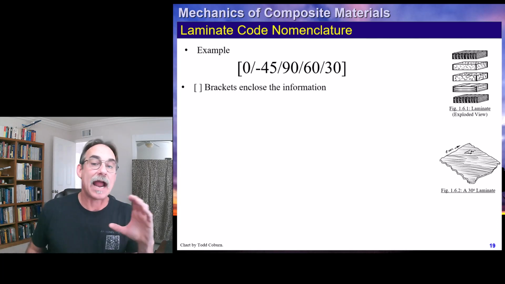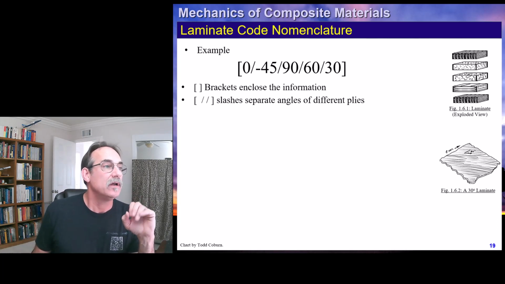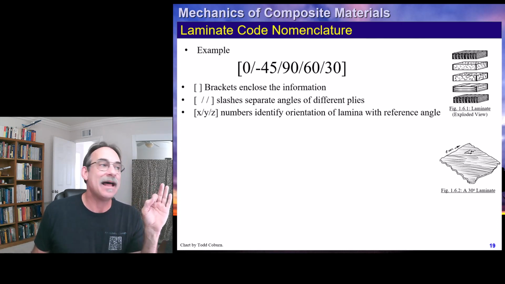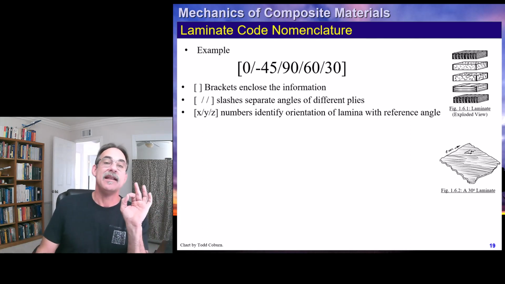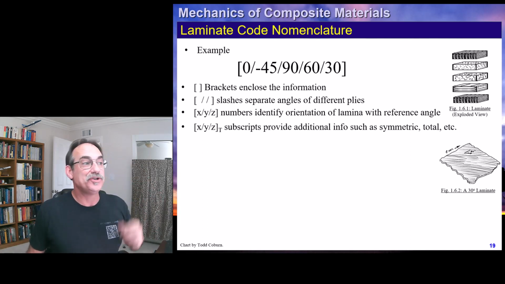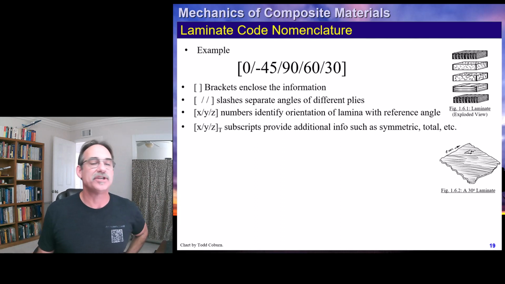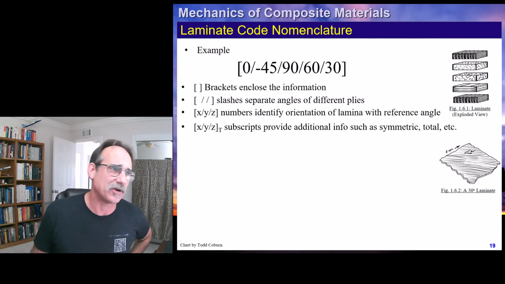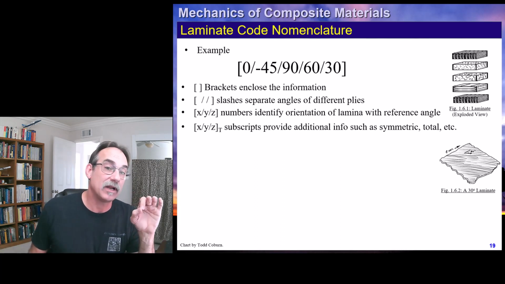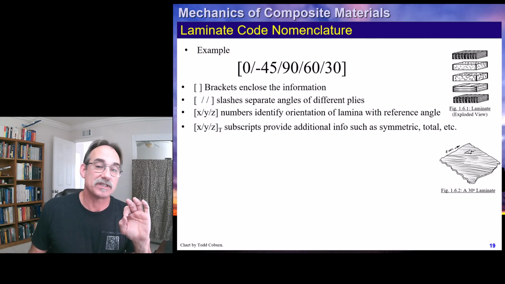So, once again, brackets are going to enclose this laminate code. We're going to use slashes to differentiate between the different layers. We're going to use numbers. Up here we've got 0, minus 45, 90, etc. Down here I'm calling it X, Y, Z. Each number gives an angle of the next ply. We can use subscripts and superscripts. Subscripts will often give information like, this is the total laminate, or this is a symmetric laminate, or whatever. Superscripts can be used to indicate what the material is. We can also use superscripts or subscripts for how many layers are repeated.